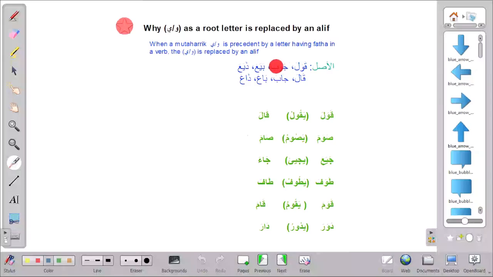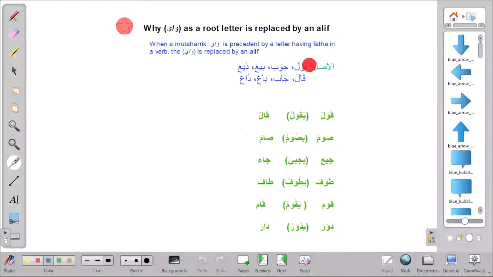Then here, Jawafa: we have the Waw here, which is mutaharrik. It has fatha. Then it is preceded by a letter, the Jim, which has fatha. So it will be turned to Alif. That's what the Arabs do in the Arabic language, in verbs, to make the pronunciation easy.